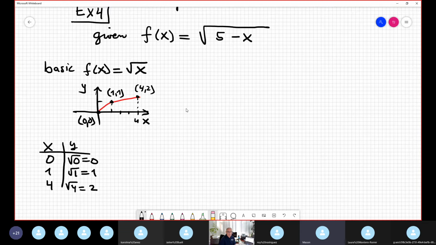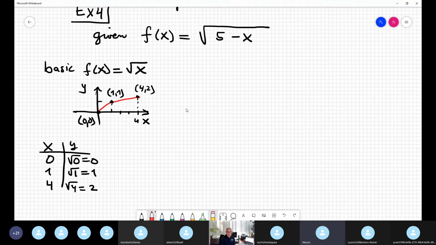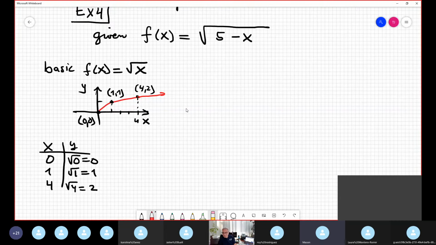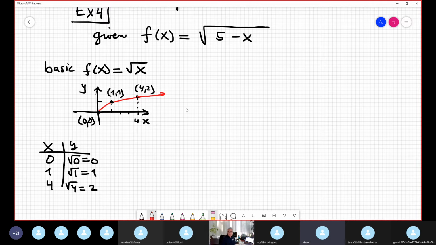I have in my hand 3 easy, important points. You want more? Okay, let me try 9, get 3. Let me try 16: the square root of 16 is 4. This is increasing, but not increasing too fast. But this is not the problem. This is the easy part, the basic function. Perfect. Thank you.